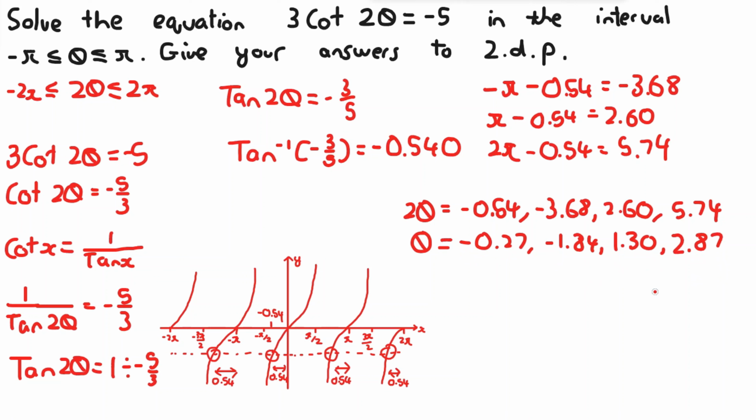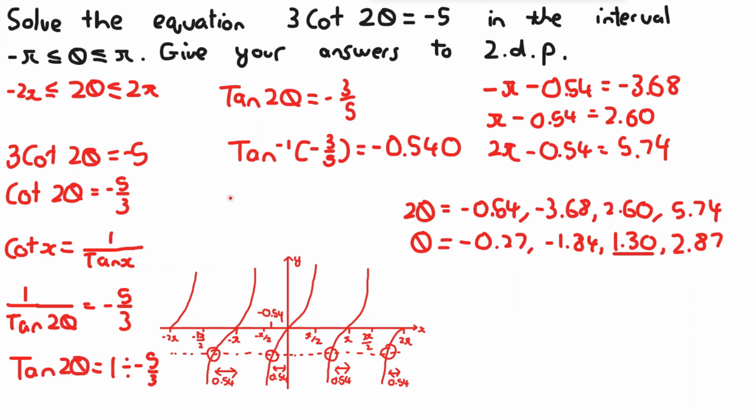Now I've talked about this before with trig equations. There's a really good way in my opinion to check your answers in an exam to see if you've got the correct answers. If you sub the theta values that you've got back into this equation here, you should get a value that's very close to minus 5. So let me show you what I mean by this with 1.30. I'm going to sub 1.30 back into 3 cot of 2 theta here.